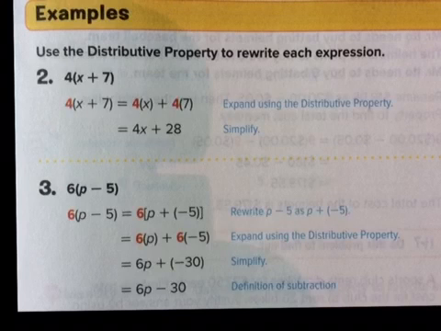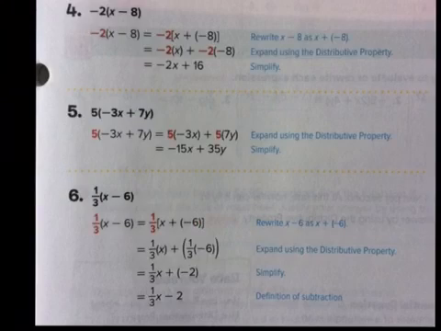Example 2 is just another demonstration of distributive property, where you multiply 4 times x, it gives you 4x, and 4 times 7 is 28, so it ends up being 4x plus 28. This is what they asked to simplify, okay? Here we have 6 times p is 6p, and 6 times negative 5 is negative 30, so you have 6p minus 30, okay?